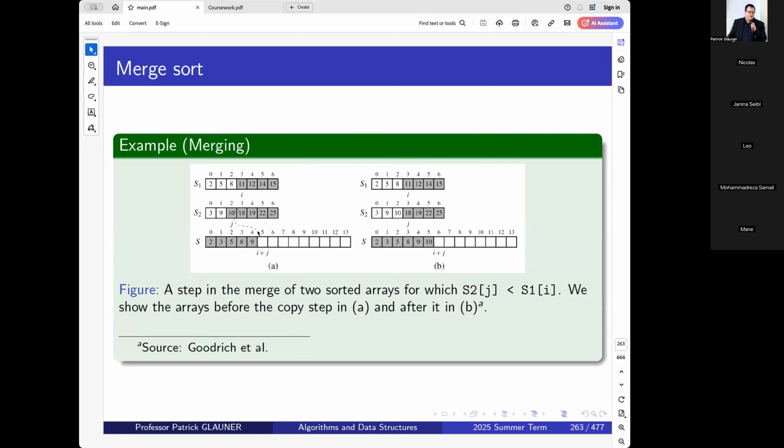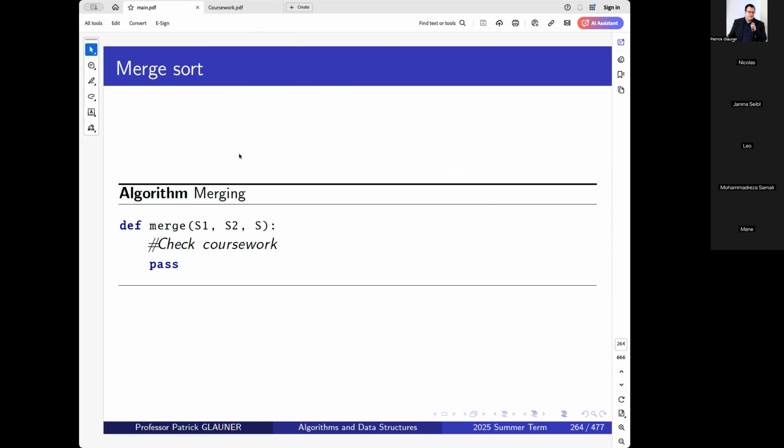So you need a loop to go through your indexes and read either from S1 or S2 and increase the indexes and write in here, and make sure you don't have a bug if you have finished reading from one of the lists. So you keep just reading from the next one, or from the second one that is sorted anyway. So this is your task in the coursework.